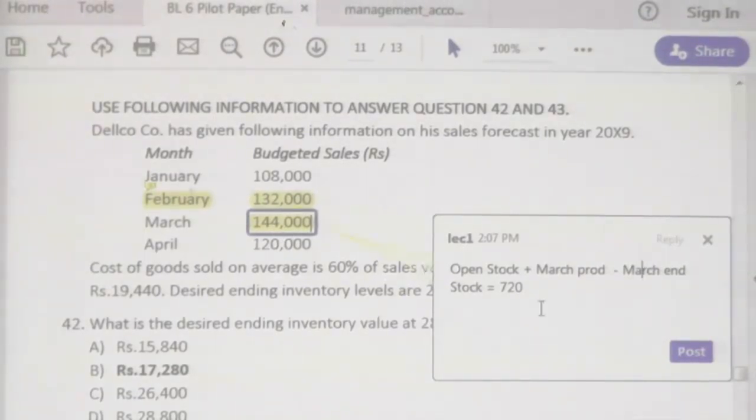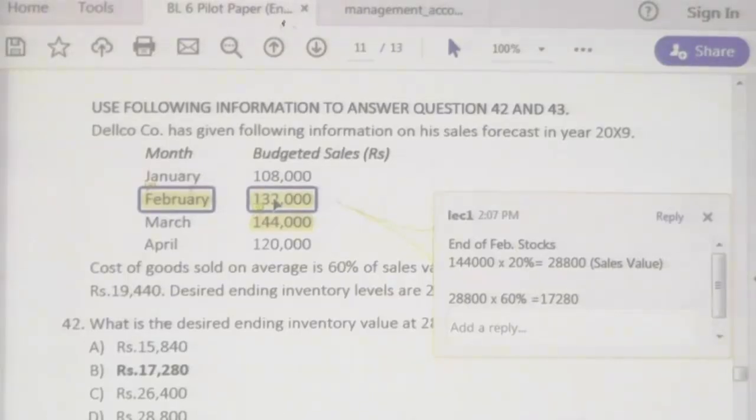Now open stock, March open stock is the February end stock. February end stock in quantities, right? February end stock needs to be calculated in quantities. That is a very important point, right? Now February end stock will depend on March sales requirement. 20% of March sales requirement will be the February end. That will be the March beginning, right?